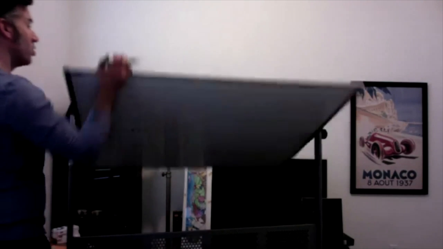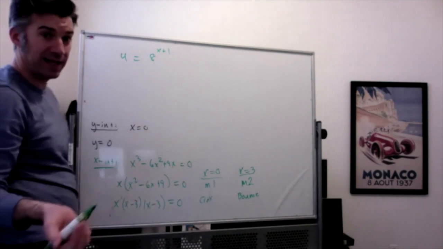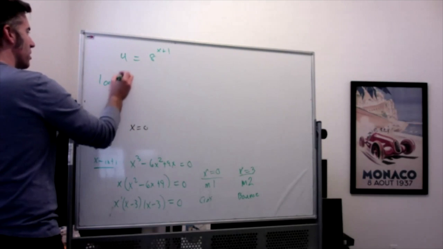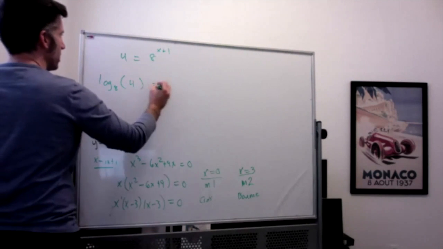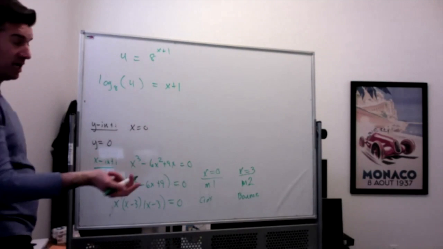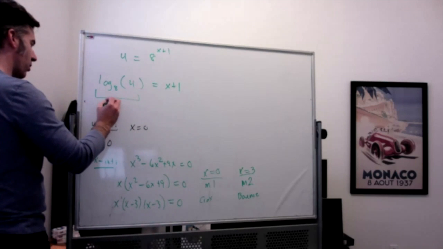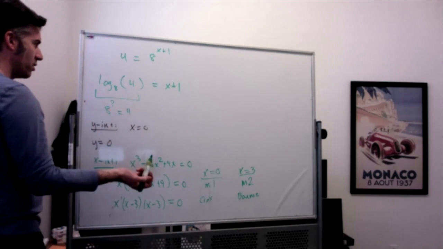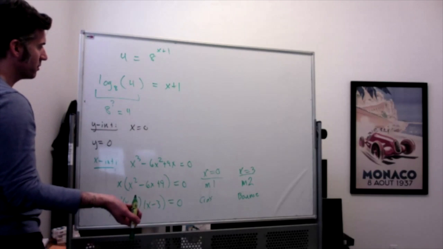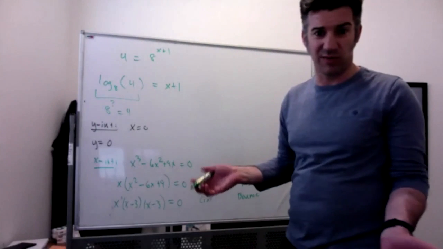Another way you could do it is you could rewrite it as a logarithm. You could say, oh, this is the same as log base 8 of 4 equals x plus 1. But then you have to know that log base 8 of 4 is 2/3. Because again, this really says 8 to what power equals 4? Oh, it's 8 to the 2/3 power. So again, it's kind of the same work, just written a different way.